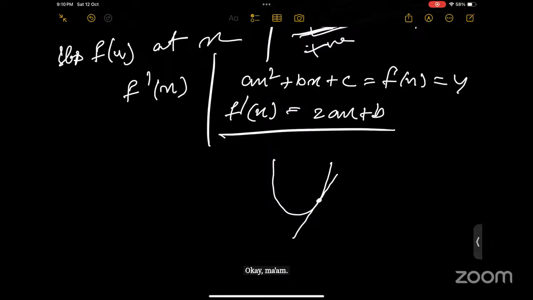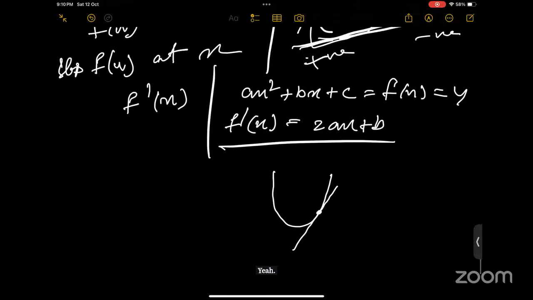Okay, the single differentiation form of this polynomial is the slope. Yeah. In general, if you have any arbitrary polynomial, you can simply differentiate it. It will be the equation of the slope.